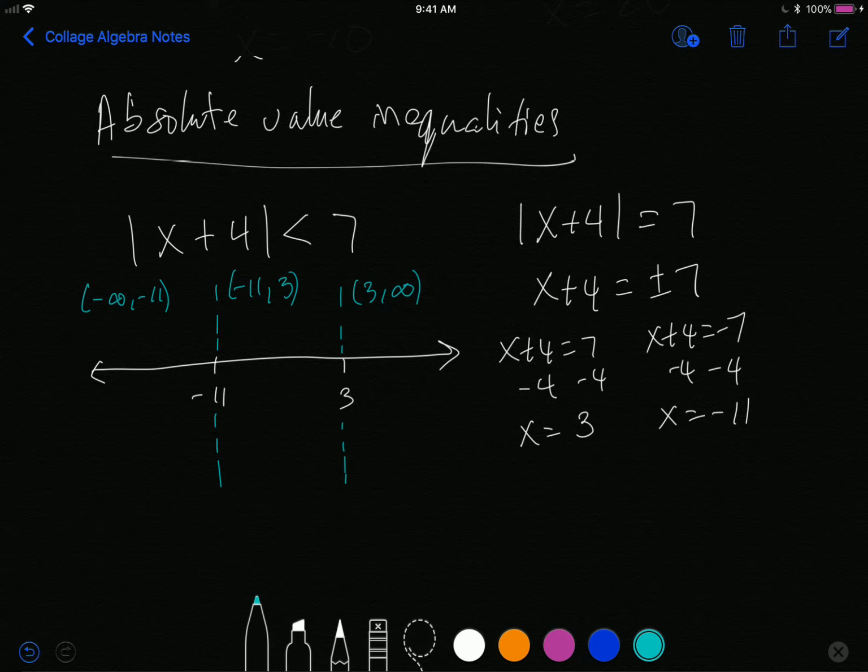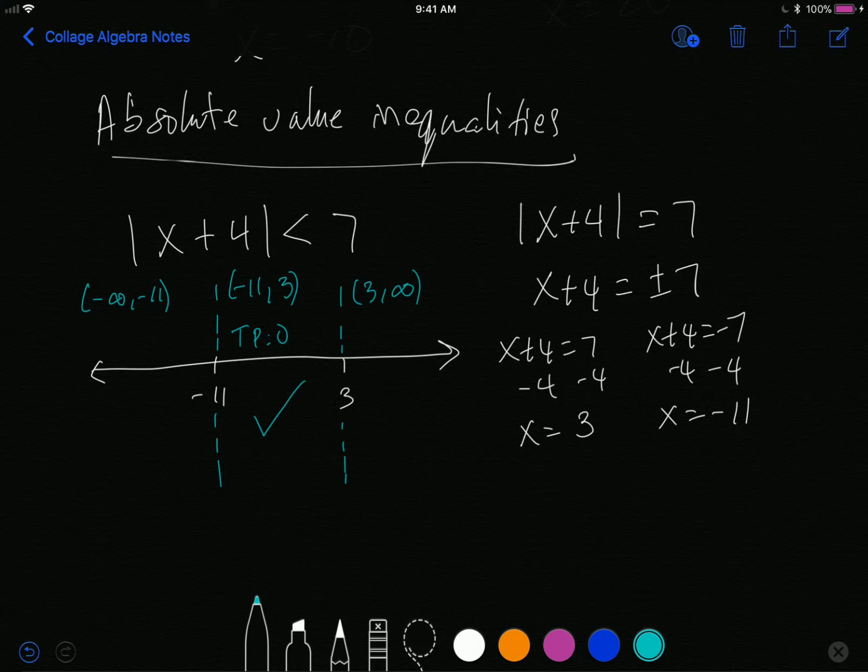What we need to do is test each of these regions to see whether or not our inequality sign holds up. Now the easiest number to test is 0. So I'll use a test point of 0. 0 is indeed between negative 11 and 3. So I plug 0 into my inequality. 0 plus 4 is 4. The absolute value of 4 is still 4. And I have to ask myself, is 4 less than 7? And the answer is, yes it is. And so you put a little check mark right here to say it works in this region.